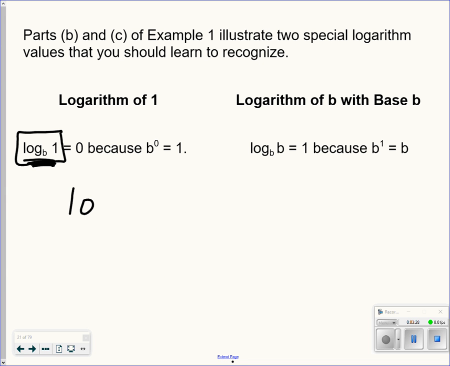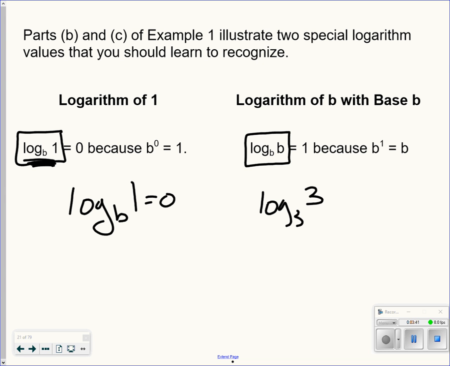Just a reminder of what we just talked about: log base b of 1 will always equal 0. Next one, if you ever get a log with the base and the argument the same, so log base 3 of 3 or log base 7 of 7, the only way to get that is if the exponent was 1. Think of that: b to the first would equal b. So again, these are some special situations. Anything with the argument the same as the base is always going to equal 1.